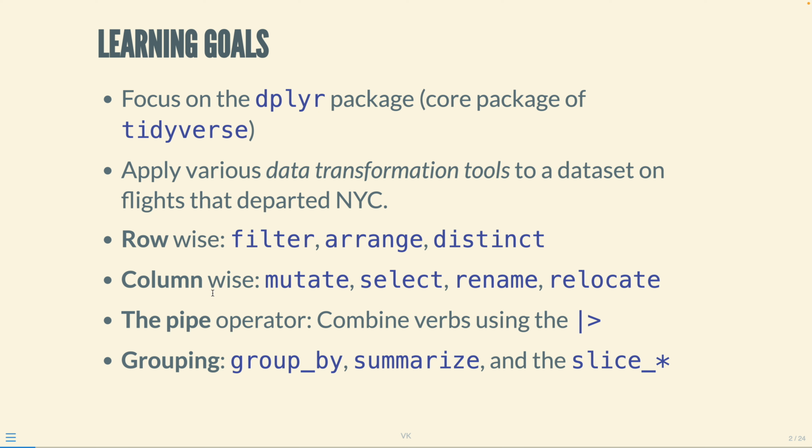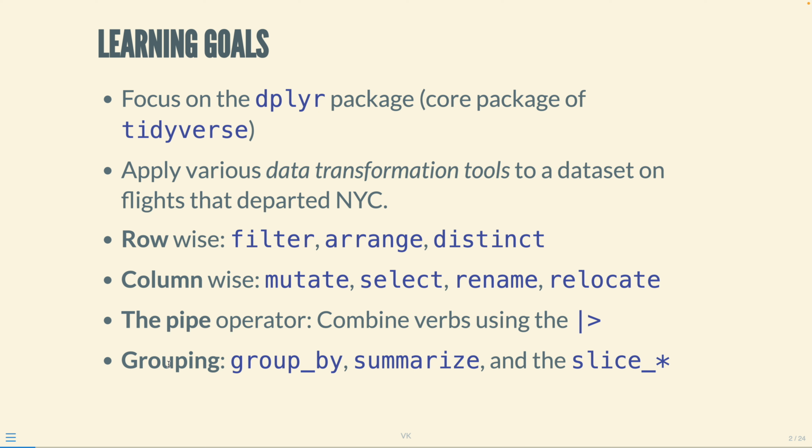And combining all of these verbs where we are doing row-wise or column-wise operations, what helps with that is the pipe operator, which, and you've seen this before, helps us write commands like we were writing in plain English, right? So it tells us do X, then do Y, then do Z, something like that. And so the pipe operator helps us combine all of the verbs that we will learn about.